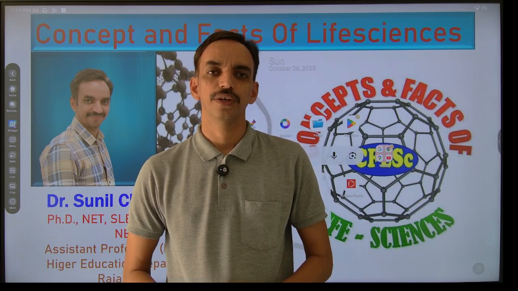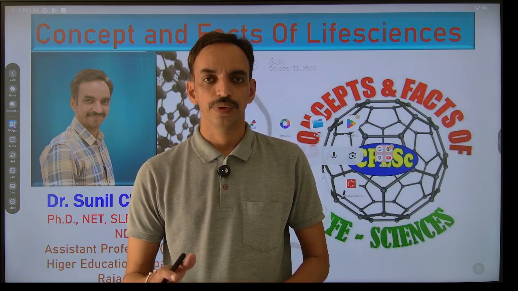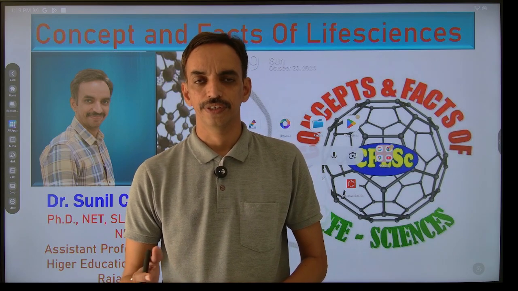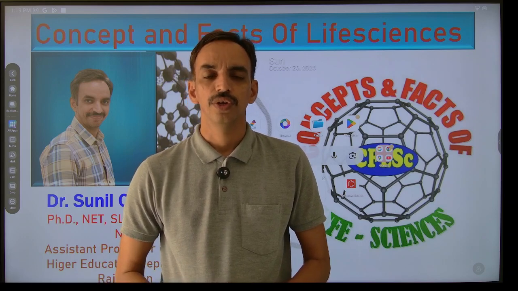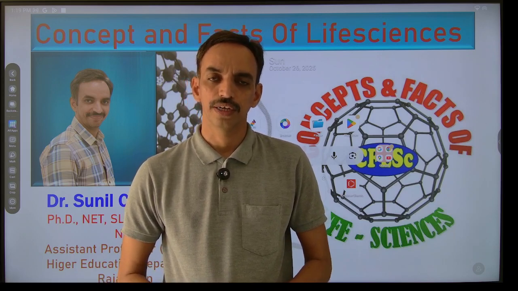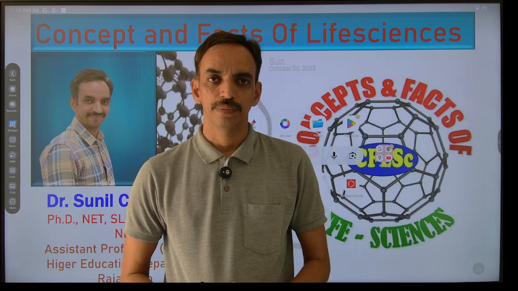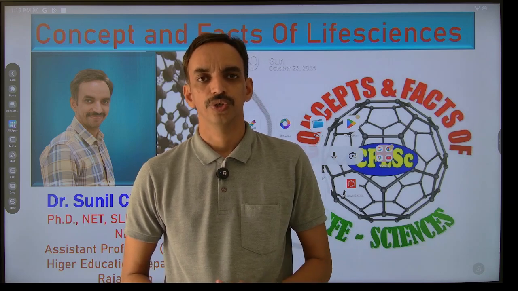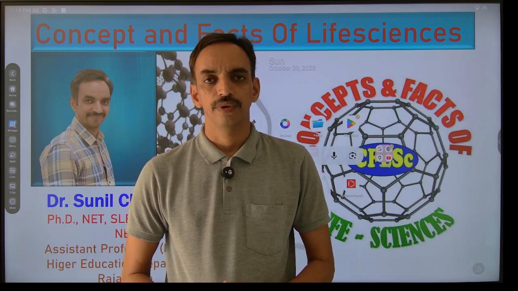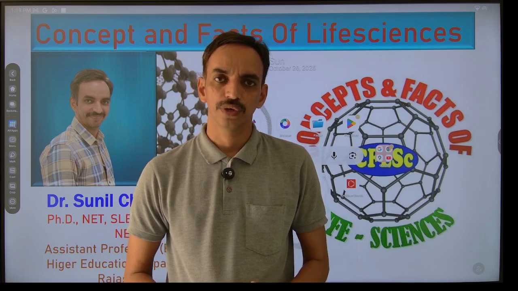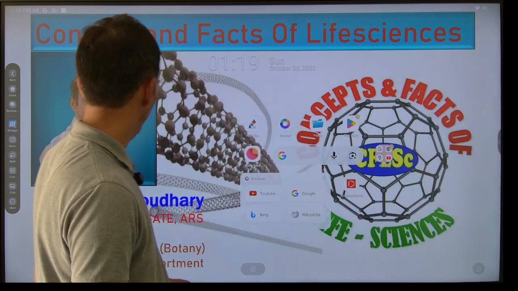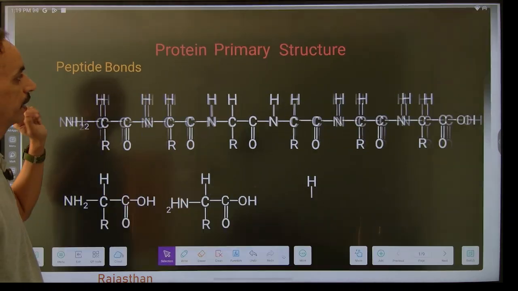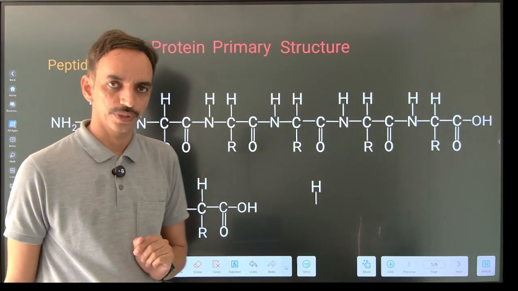Today in this video we are going to discuss the protein structure, that is primary, secondary, tertiary and quaternary structure. We will also discuss the Ramachandran plot and the position of protein secondary structures on the Ramachandran plot. We will also discuss chaperones and chaperonins. Let's start with the basics, that is the protein primary structure.